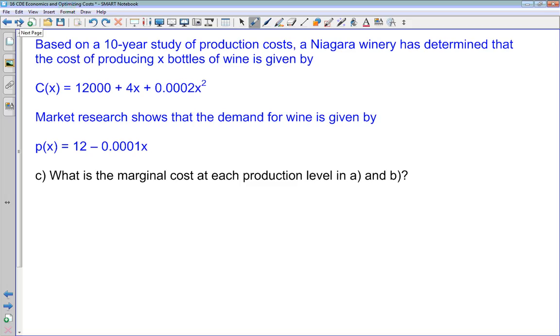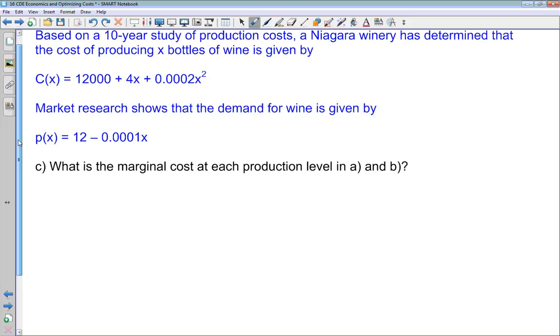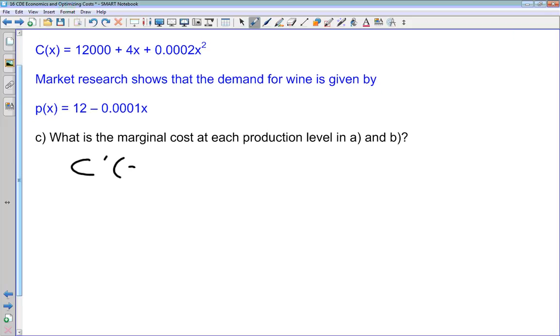We're going to look at the marginal cost at each of these two production levels, because that's what it's going to come down to. How much does it cost to produce these units when we're producing 13,000 versus how much does it cost to produce things when we are producing 60,000 of them? So our marginal cost is the derivative of our cost function. Our cost function is 12,000 plus 4x plus 0.0002x squared. Our derivative, our marginal cost, is going to be 4 plus 0.0004x.